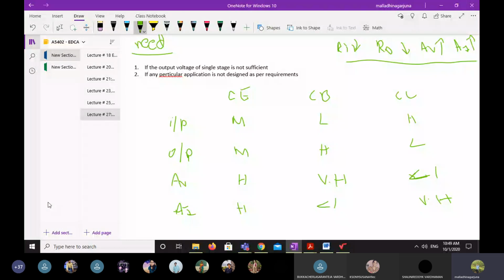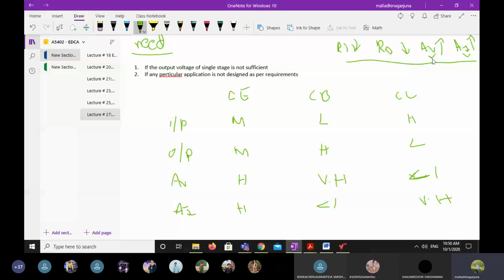For example, if I take the CE amplifier, I can satisfy these two: current gain is good and voltage gain is good. But what about the input impedance and output impedance? No, I can't satisfy them with the CE amplifier. If we take the CB amplifier, voltage gain is good and input impedance I can satisfy, but current gain and output impedance I cannot satisfy.